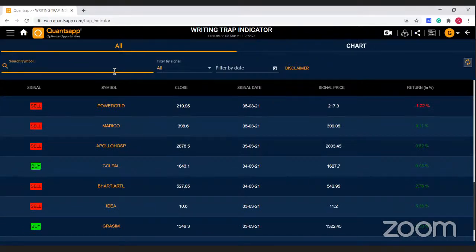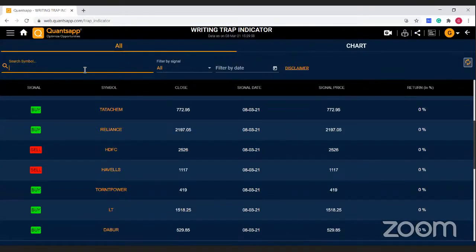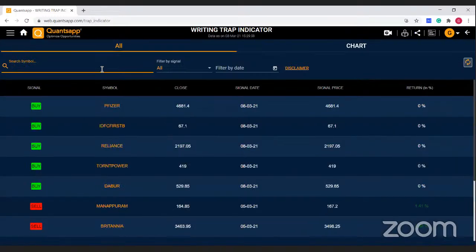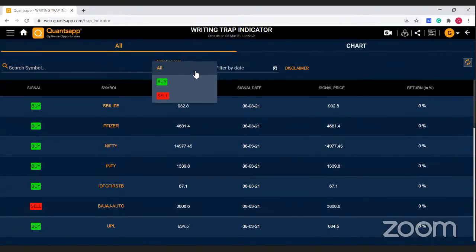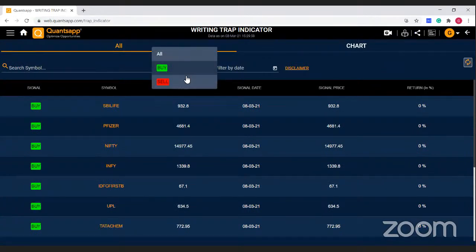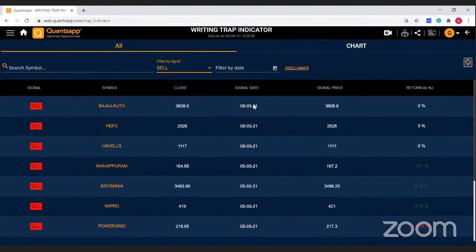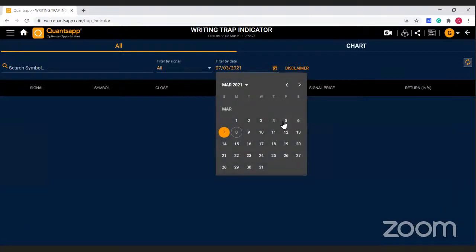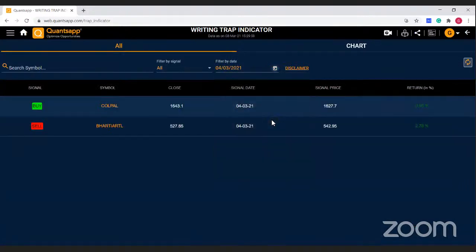You can also search for a specific symbol if there are lots of symbols. If you want to see a particular one, let's say Reliance, I'll get the data for Reliance. Then you can filter by buy signal stocks or sell signal stocks. You can also filter by date. So if I say, let's say, on 4th of March, you can key in that.